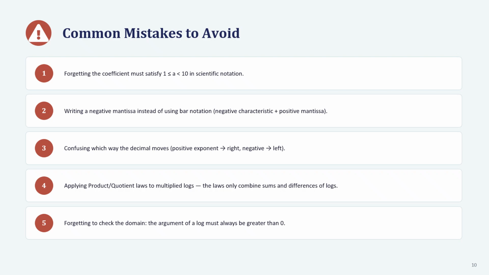To score top marks in your exams, make sure to avoid these 5 common mistakes. When writing scientific notation, always make sure your coefficient a is strictly between 1 and 10. Never write a negative mantissa, always use bar notation for negative characteristics instead. Double-check your decimal movements so you don't mix up positive and negative powers. Don't misapply the product and quotient laws. They apply to single logs of products or quotients, not to separate logs multiplied together. And most importantly, always remember that you cannot take the logarithm of a negative number or 0.